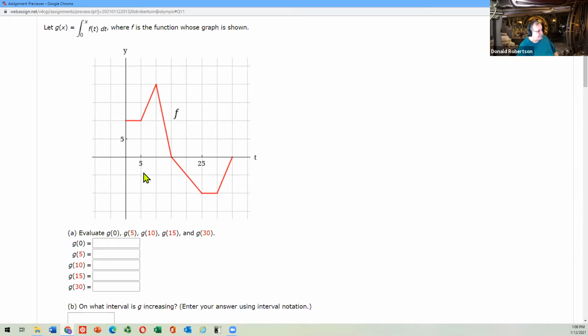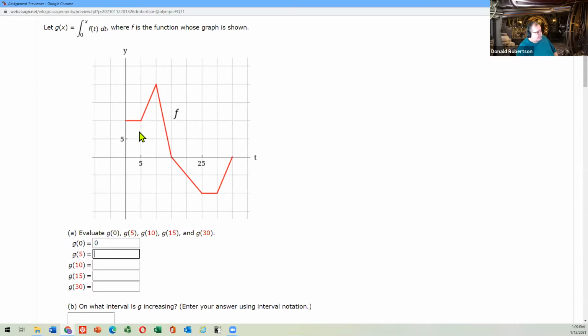So here goes. G of 0 is a silly question. It's what's the area under the curve starting at 0 and finishing at 0. That answer is silly because there's nothing there, right? You start at 1, you finish at 1. You start at 2, you finish at 2. If you start at 0 and finish at 0, you just get a vertical line. There's no area.